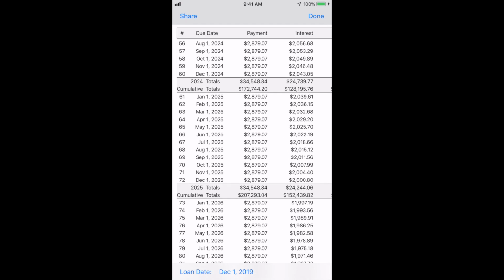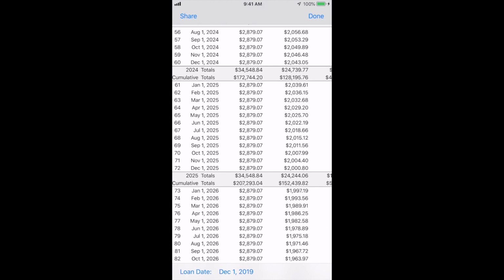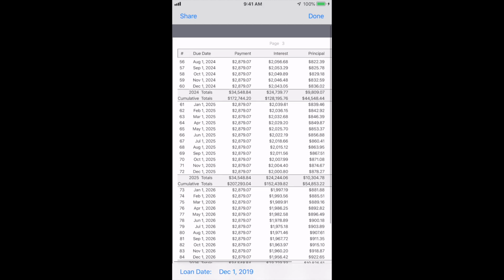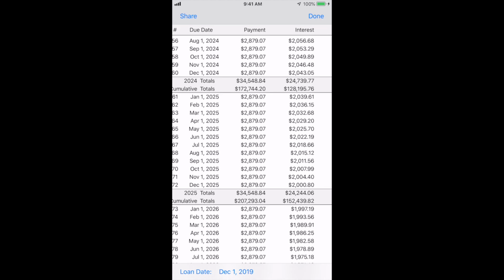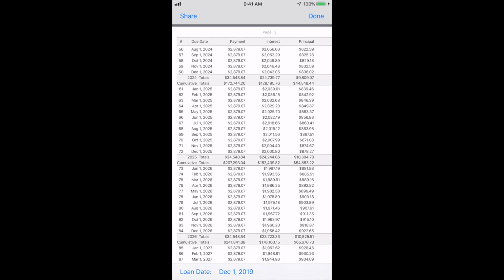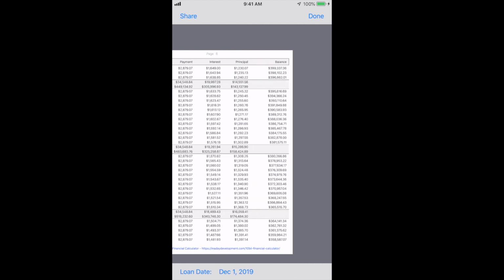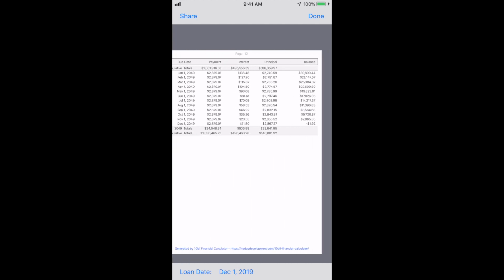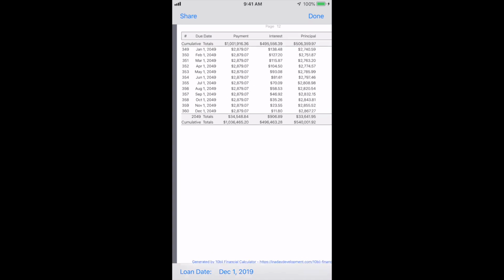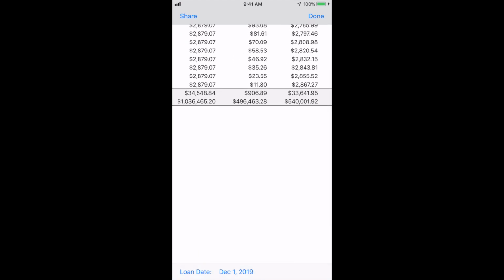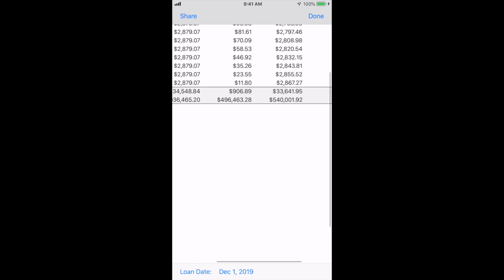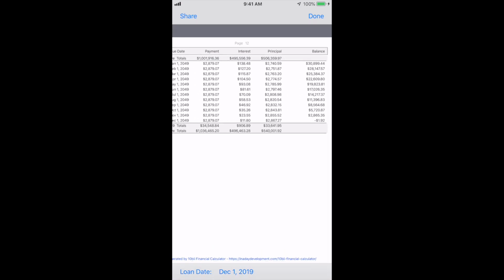So if we look at the end of 60 payments, you can see the cumulative total for interest is $128,000, and the principal balance, where you just sell the property and pay off the loan at that time, would be $172,744. Now let's go ahead and look at the end of the term as well. If you were to hold on to this for the entire period, you would have paid a total of $1.036 million in payments, out of which $496,463 would have been strictly towards interest.